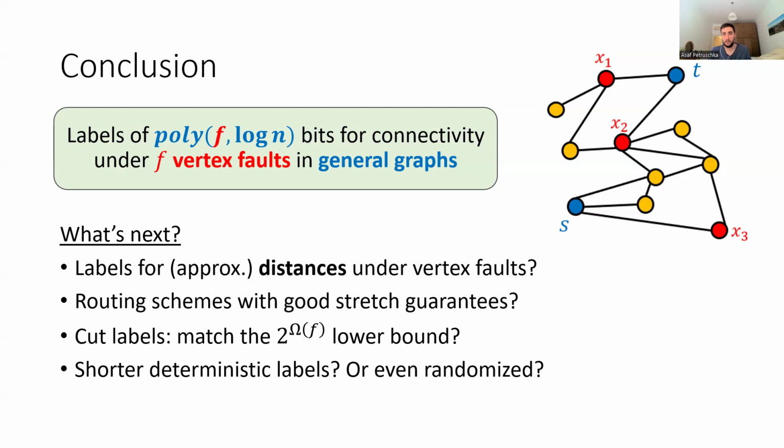Also, an interesting question concerns these cut labels that I mentioned. We gave a lower bound, which is exponential in F, but we still didn't show a matching upper bound. So this is also interesting. And lastly, what about having smaller polynomials in the size of the labels? Especially in the deterministic construction, the size we provide is a rather large polynomial in F and log n, and there seems to be some room for improvement.